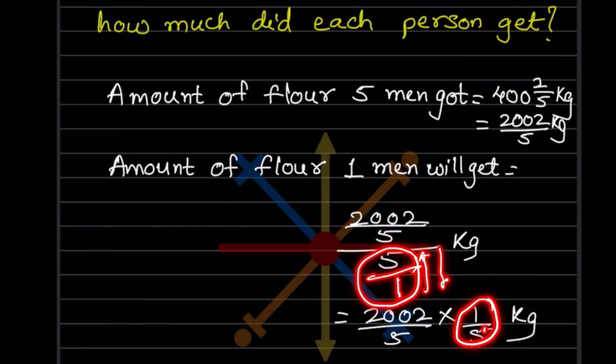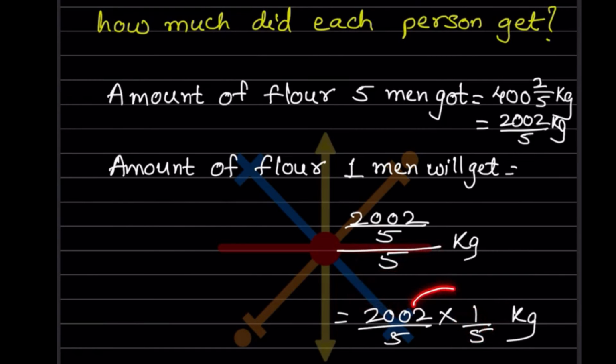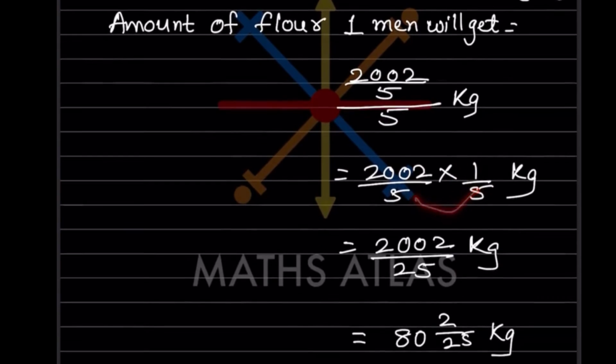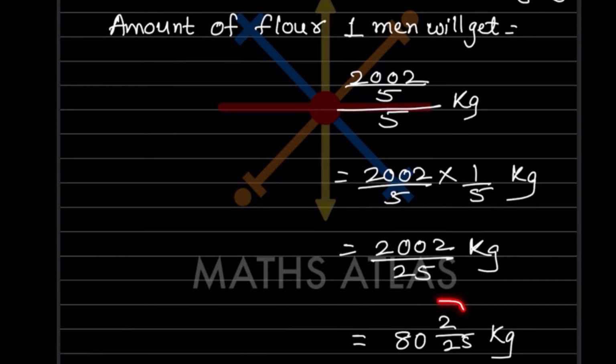This is important, many of them make a mistake in this step. So just writing 5 in the numerator is wrong. So now what will you do here? 2000 divided by 25. When you divide this one, you get 80 integers 2 by 25 kilogram.